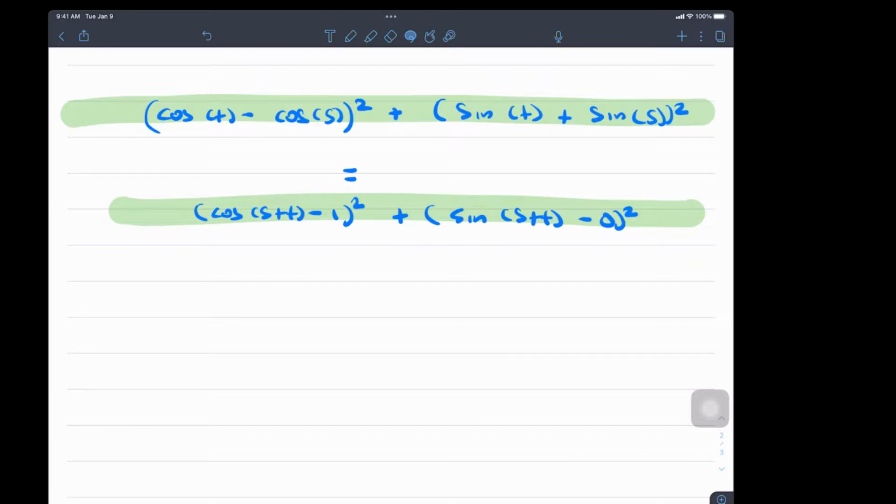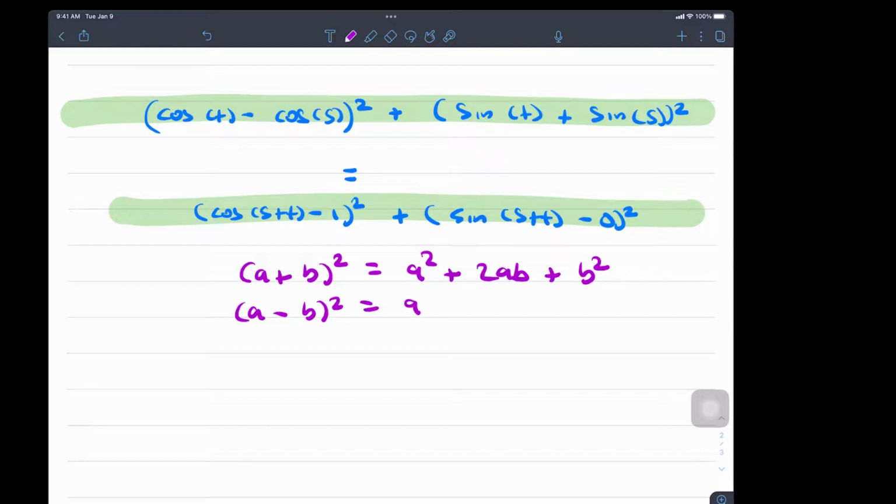So what you're now going to see on this side is that we're going to have to use FOIL here. You guys remember this? (a plus b) squared is a squared plus 2ab plus b squared, or (a minus b) squared would be a squared minus 2ab plus b squared. So you're going to use FOIL here.